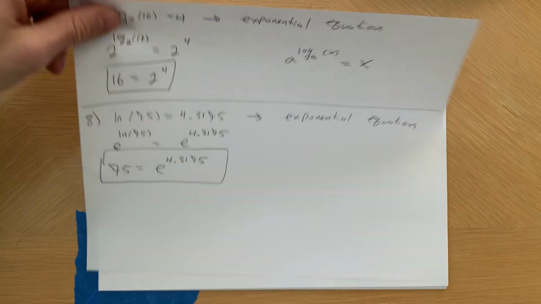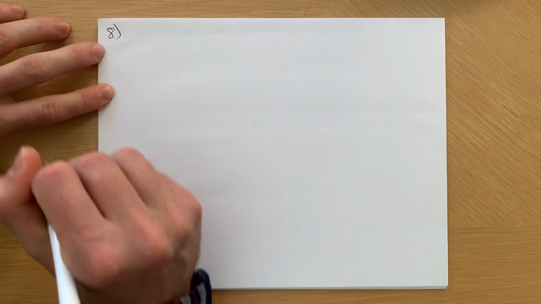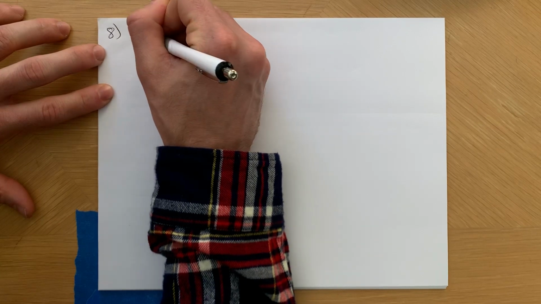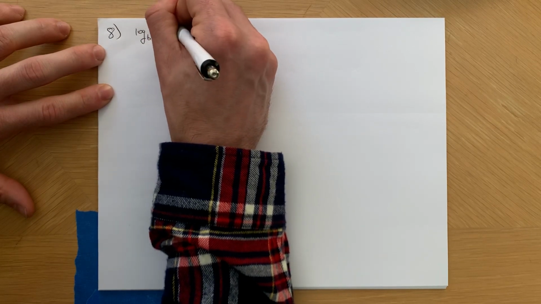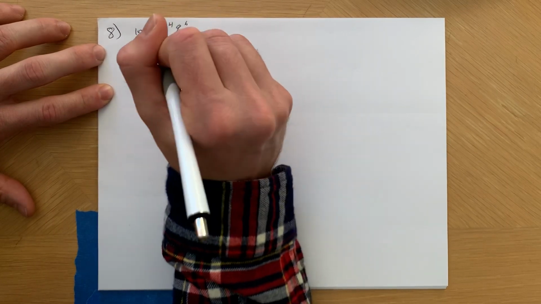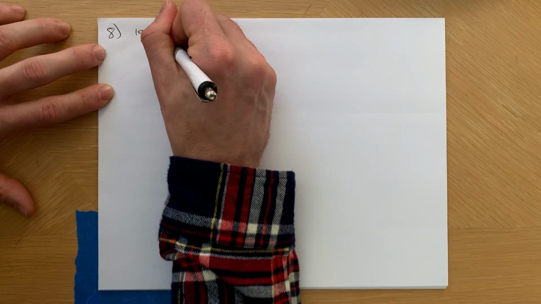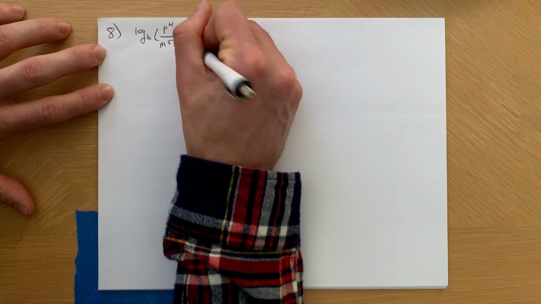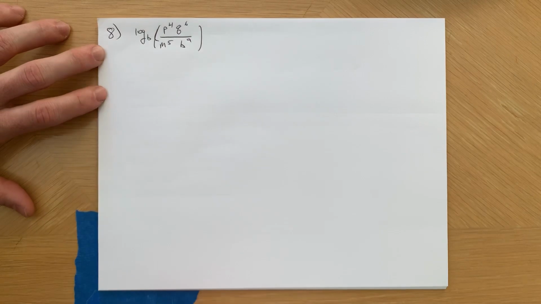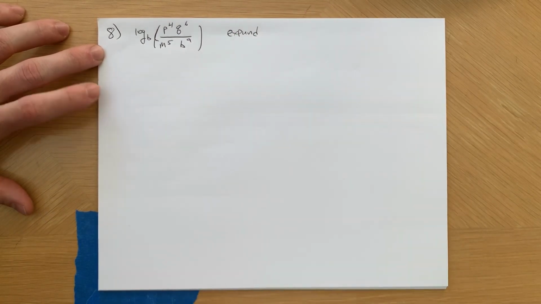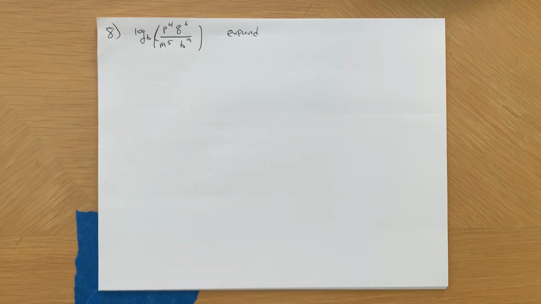Okay, so this next problem, what we want to do is take log base b of p to the 4 q to the 6 over m to the 5 b to the 9. And then what we want to do is expand this as sums and differences of logs.